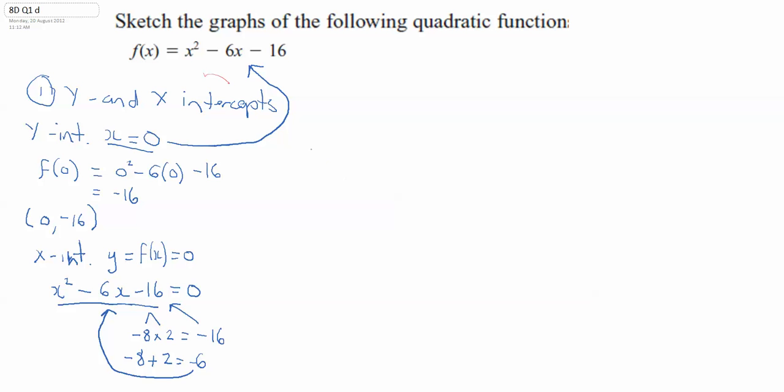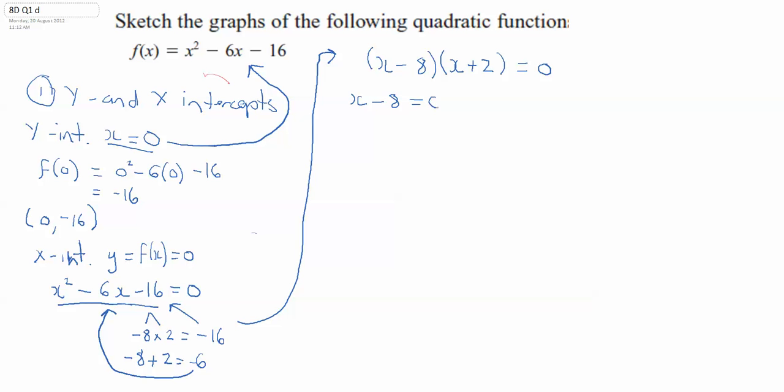So our factors, if we continue here, are going to be (x minus 8)(x plus 2) equal to 0. Factorize the equation. Now we can say that x minus 8 equals 0, and x plus 2 is equal to 0.